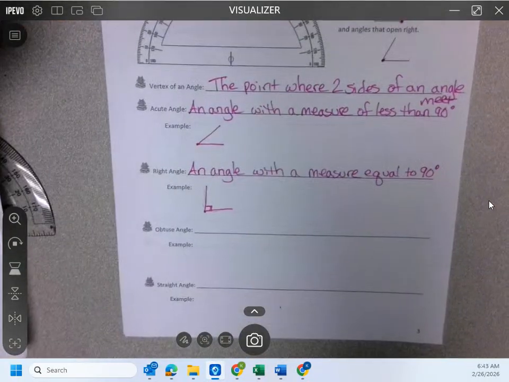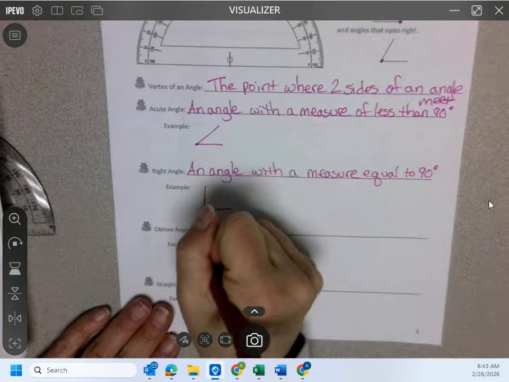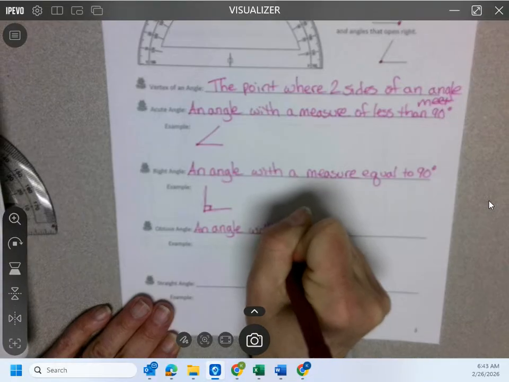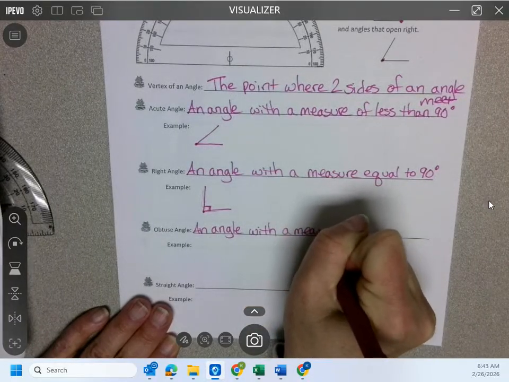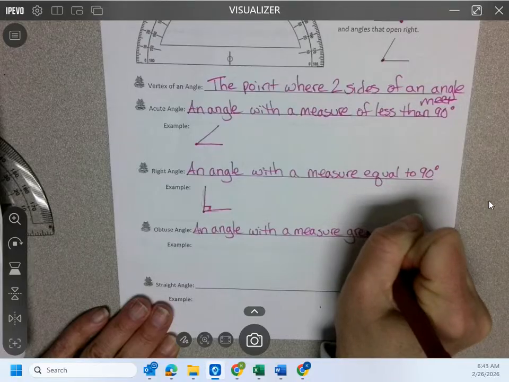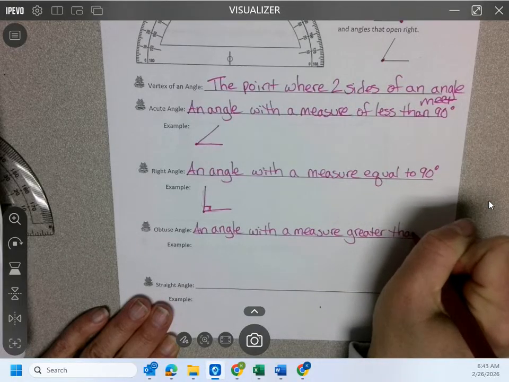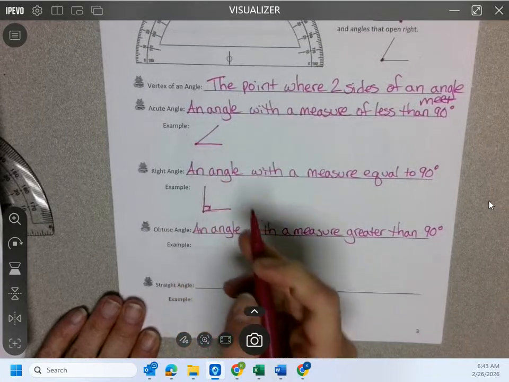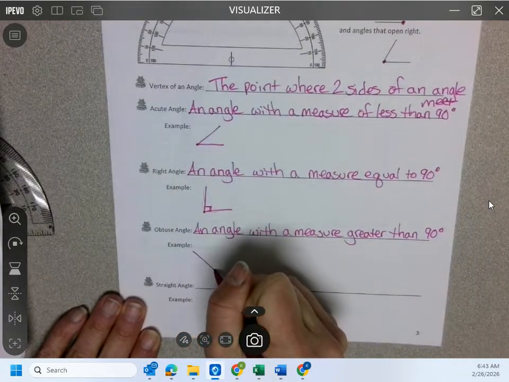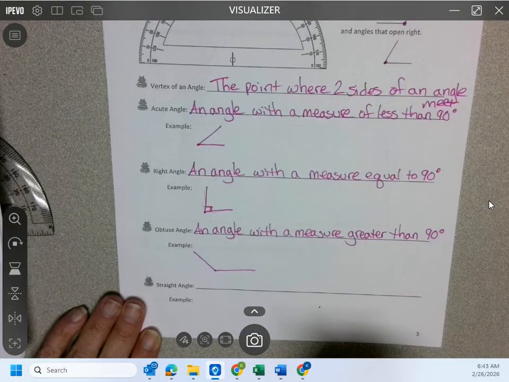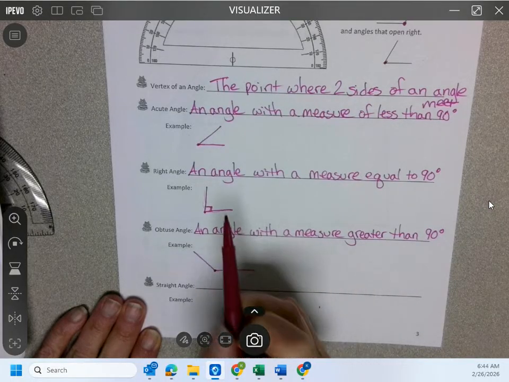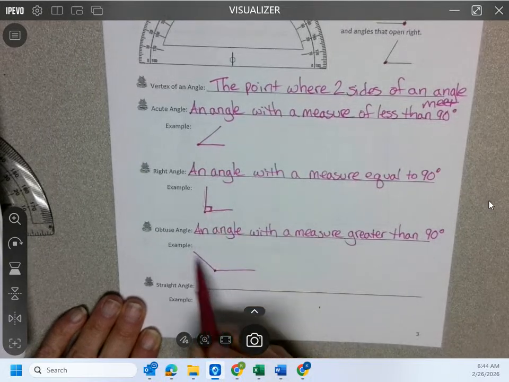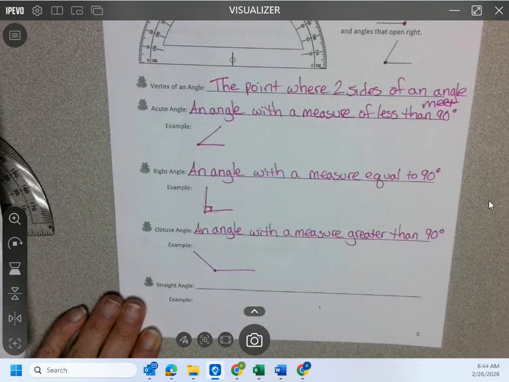Our next angle is an obtuse angle. And an obtuse angle is an angle with a measure greater than 90 degrees. So we know that right angle was 90 degrees. Acute is smaller, so an obtuse angle is going to look bigger than that 90 degrees. So little, cute and little, exactly 90 degrees is that right angle. Bigger than that 90 degrees is the obtuse angle.